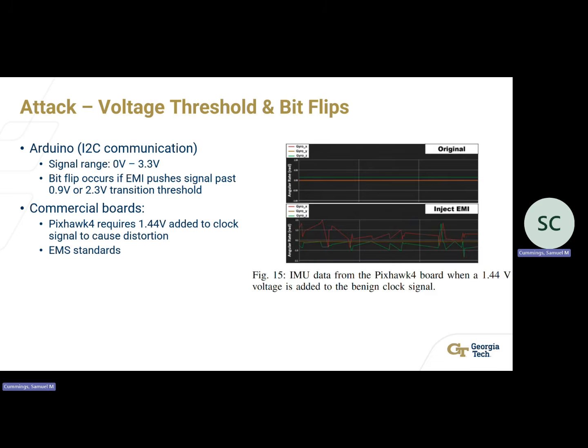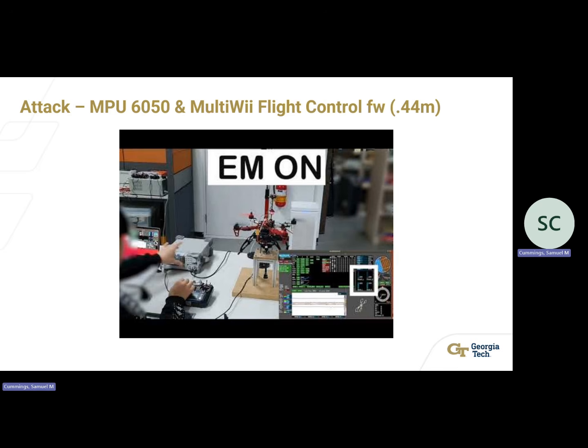And then the researchers noted that commercial boards like the Pixhawk 4 require an additional 1.44 volts to cause distortions. And that's because commercial boards have to adhere to the EMS standards, which make it harder to disturb. Okay, now we know how this attack works. Let's show the attack.